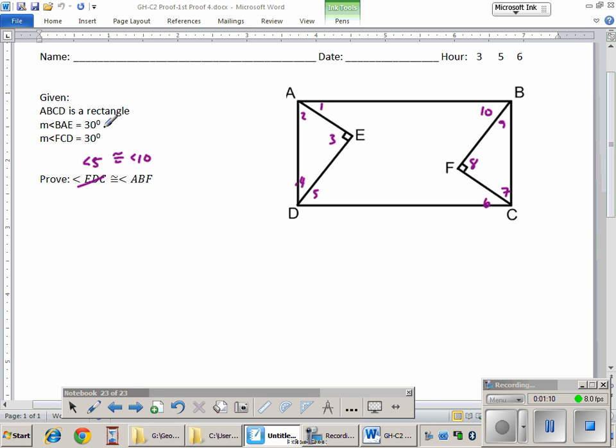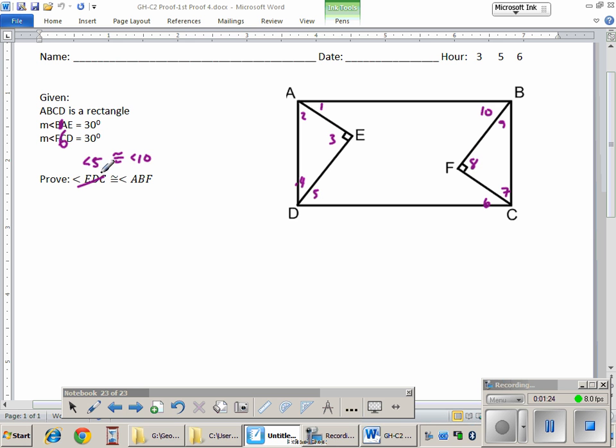Let's look at our givens. That's probably important too. Let's go ahead and change it. BAE, B over to A down to E, that's angle 1. So we're told angle 1 is 30 degrees. F down to C over to D, we're told angle 6 is 30 degrees. And ABCD is a rectangle. So how are we going to do this?